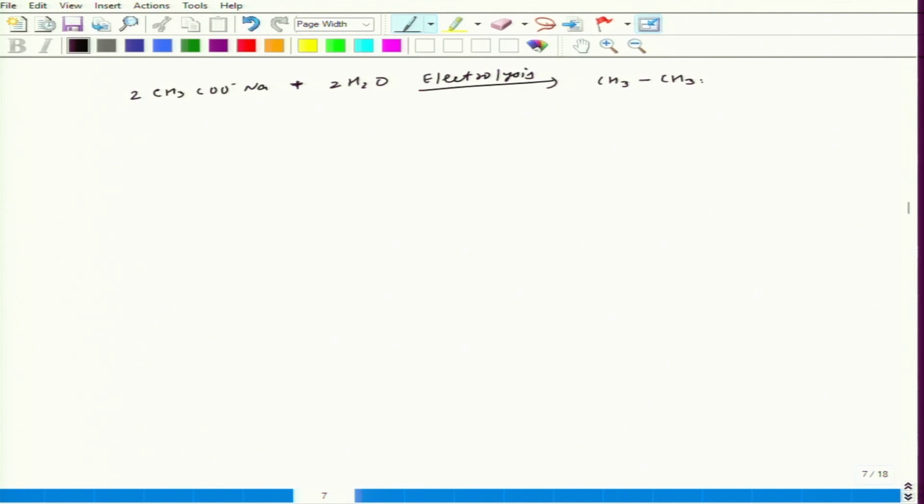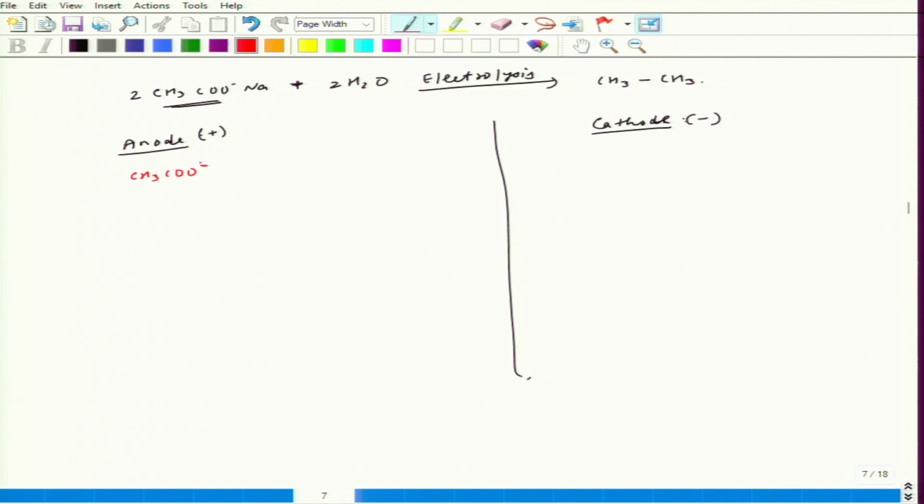So, what happened in this case? Let's start with the electrolysis. There are two compartments, one anode and another one cathode. Anode is positively charged and will attract the negative ions. Which one is negative? CH3COO minus. So, what will happen at the anode?